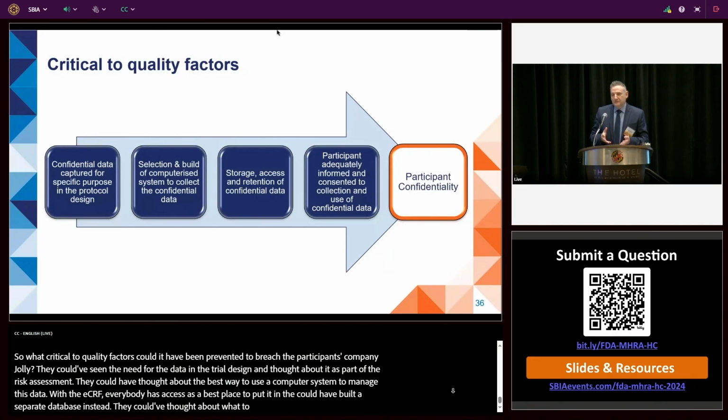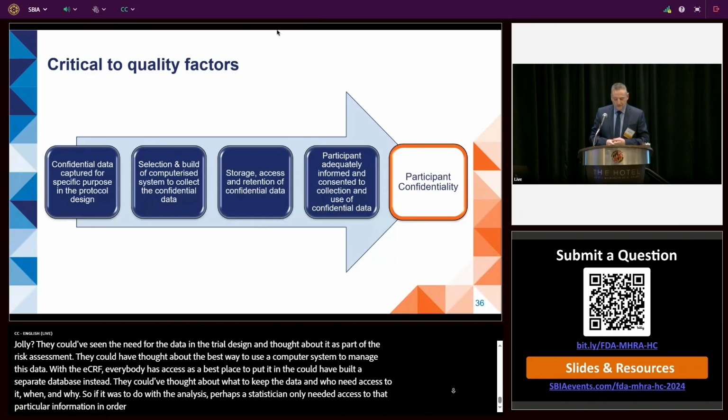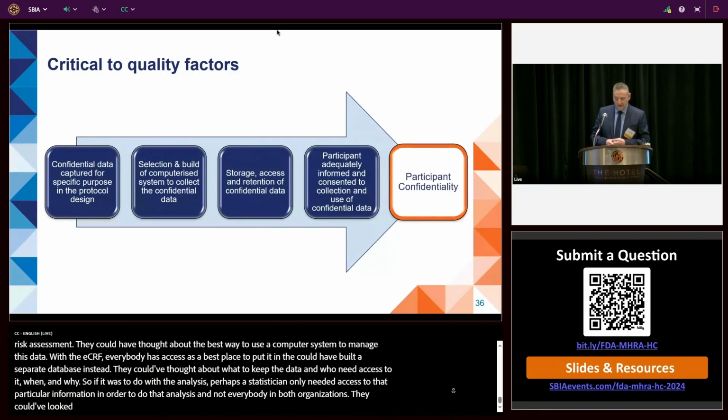They could have thought about where to keep the data and who needed access to it, when and why. So if it was to do with the analysis, perhaps the statistician only needed access to that particular information in order to do that analysis, and not everybody in both organizations. They could have looked at the consenting process to make sure that patients were properly informed of what data was going where in relation to the trial design.